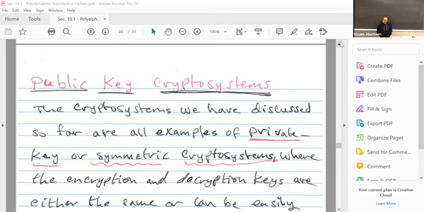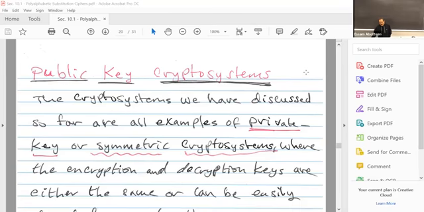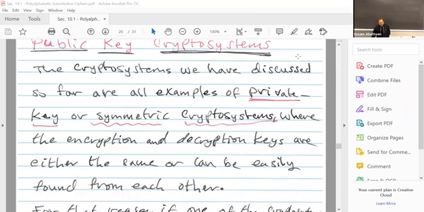So far, all the crypto systems that we discussed are examples of what is called private key systems or symmetric crypto systems. Because the encryption key and decryption key must be exchanged between the two people that are going to communicate, or knowing an encryption key, it's easy to obtain a decryption key from the knowledge of the encryption key.